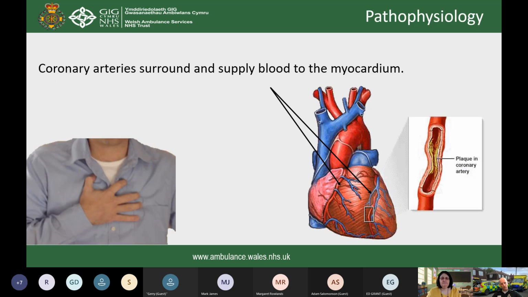So, pathophysiology, what's going on? We've got those 3 coronary arteries that look after our heart. We know the heart is a muscle, it needs blood supply. So if a bit of that plaque or something else, an embolism, comes into one of those coronary arteries and blocks it, then we're going to have an MI or unstable angina.